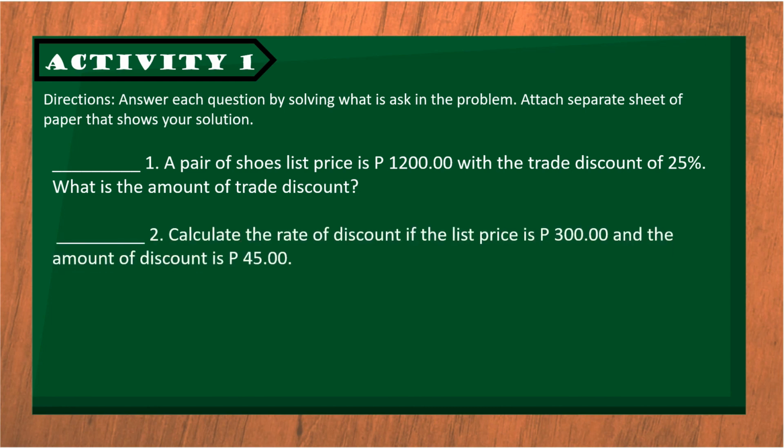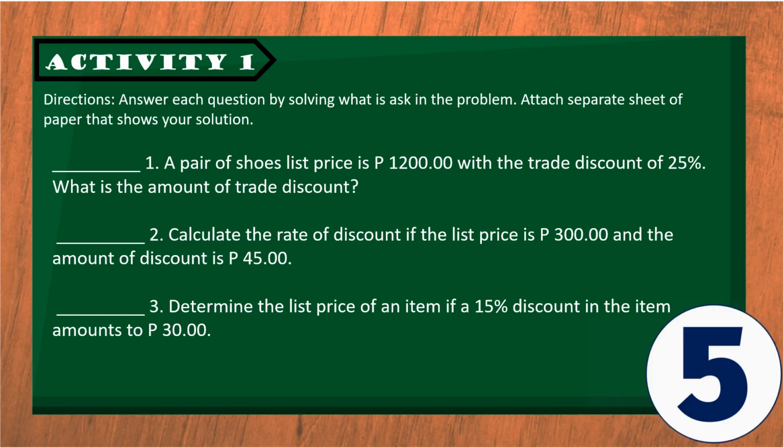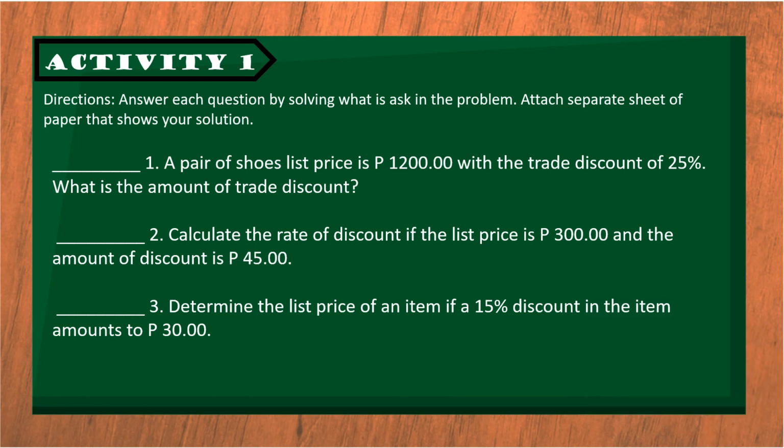Number 2. Calculate the rate of discount if the list price is 300 pesos and the amount of discount is 45 pesos. Number 3. Determine the list price of an item if a 15% discount in the item amounts to 30 pesos. The answer is... very good.